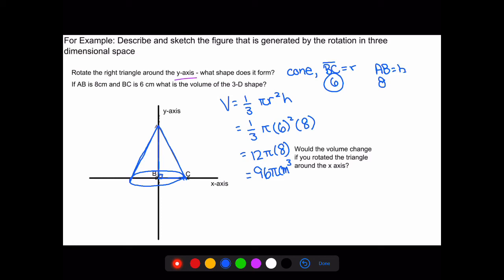If our radius is 6, our height is 8. Would the volume change if you rotated the triangle around the x-axis? So let's go ahead and see what would happen if that were the case. I'm going to do this in red. So there is where A would rotate all the way around. I'm actually going to change that point. Let's move it down a little bit further. So we rotate all the way around.